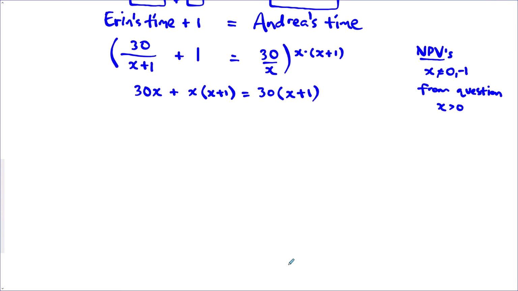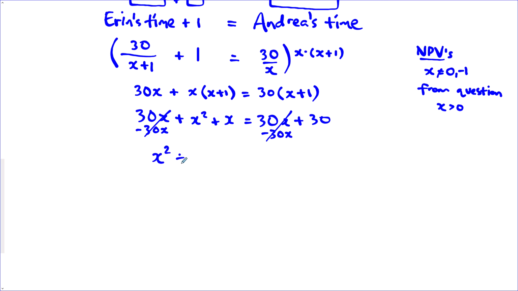Now let's distribute in. So we've got 30x plus x squared plus x equals 30x plus 30. Now on both sides we can subtract 30x and get rid of that. Let's collect up all the terms on this left side because I already have a positive leading coefficient for my x squared term. So I just need to minus 30 on both sides. There'll be nothing left on the right side. I'll write 0.